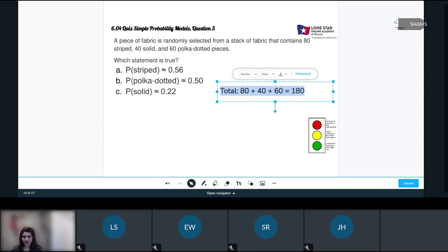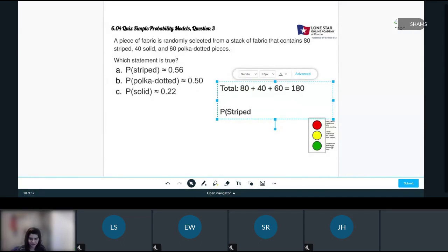Okay. We will go find the striped ones first, and there are 80 striped ones. So the probability for striped is 80 over 180. Can you guys divide 80 divided by 180 and tell me the decimal value? How much do you guys get for striped? I got 0.44. Yes, Lily.